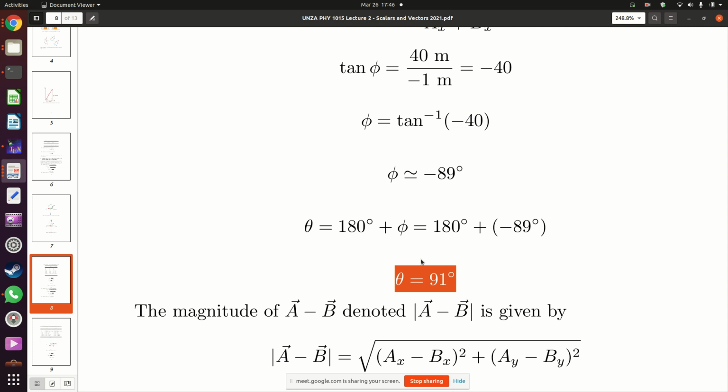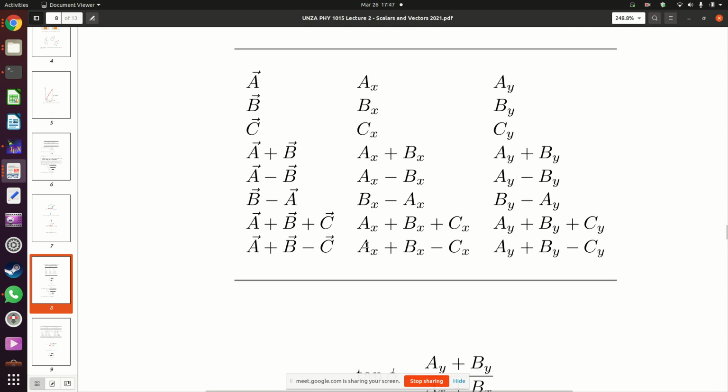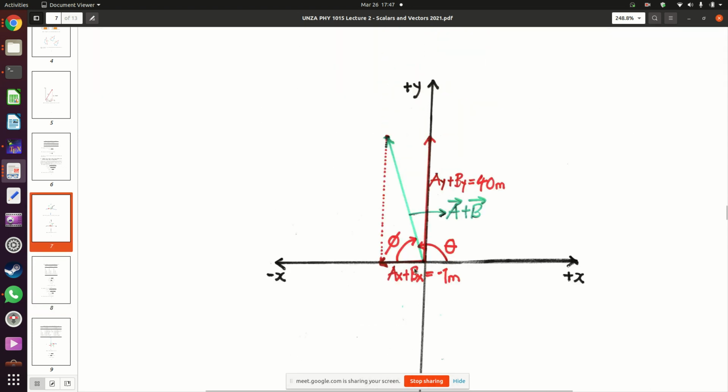You are measuring phi from 180 degrees. Look at the diagram here. You're starting from here, and this is 180 degrees. 180 degrees plus phi, but it so happens that phi is negative. You're starting from the negative x-axis, and the angle the negative x-axis makes is 180 degrees. So 180 degrees plus phi is what gives us theta. In this case, phi is negative and we end up with theta equal to 91.